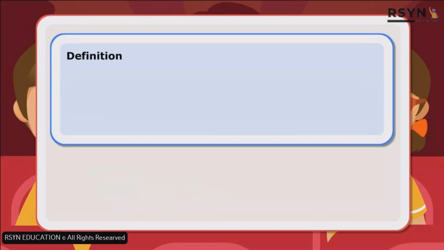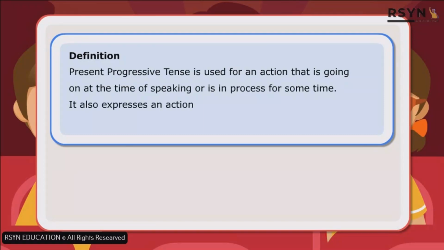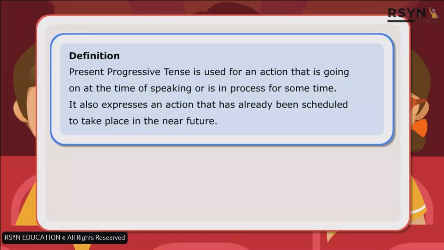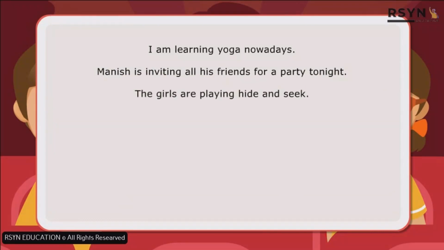Definition: present progressive tense is used for an action that is going on at the time of speaking or is in process for some time. It also expresses an action that has already been scheduled to take place in the near future. Let us look at a few sentences. I'm learning yoga nowadays. Manish is inviting all his friends for a party tonight. The girls are playing hide and seek.